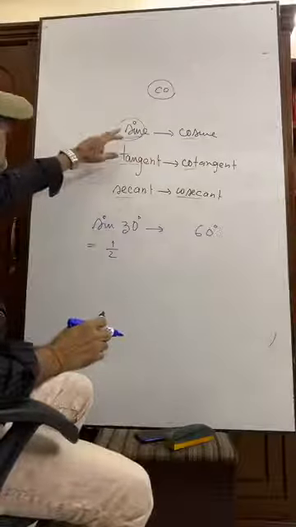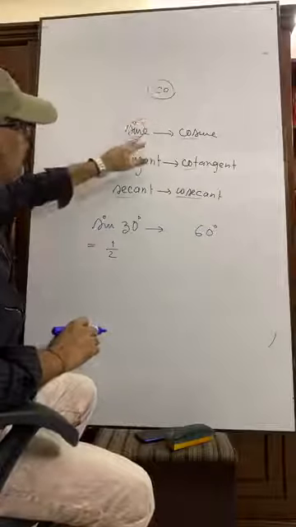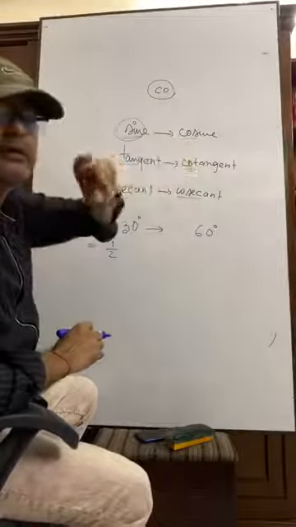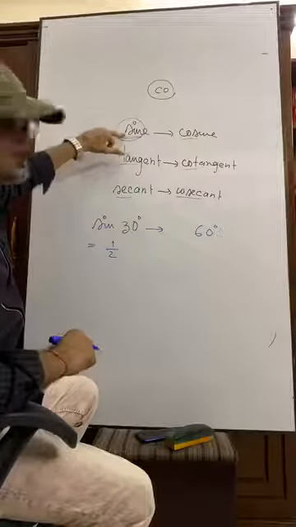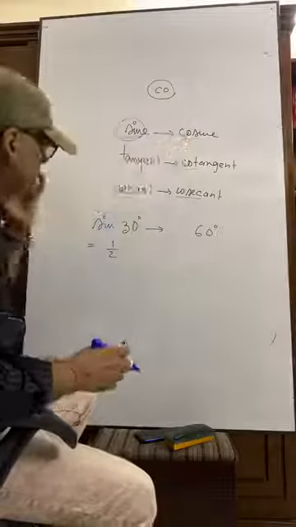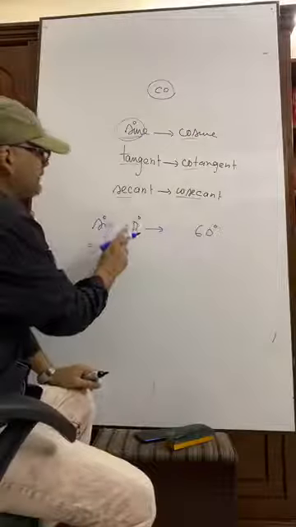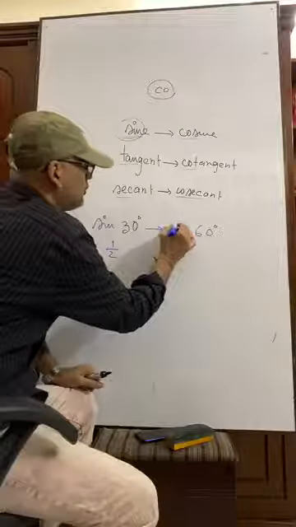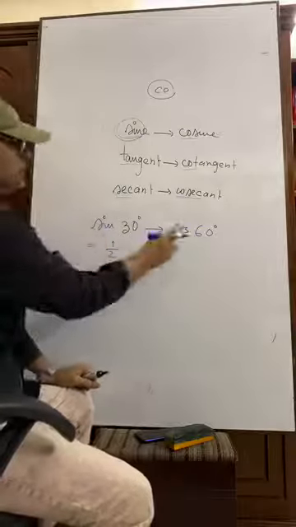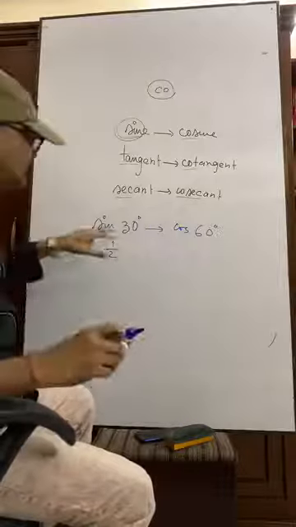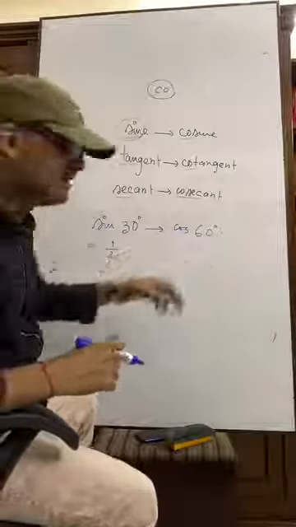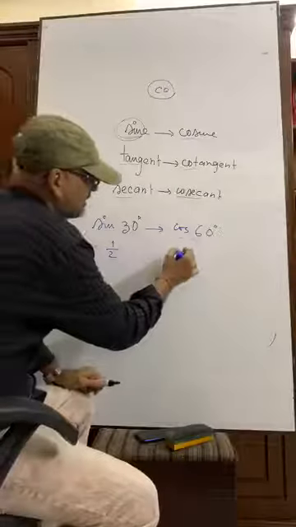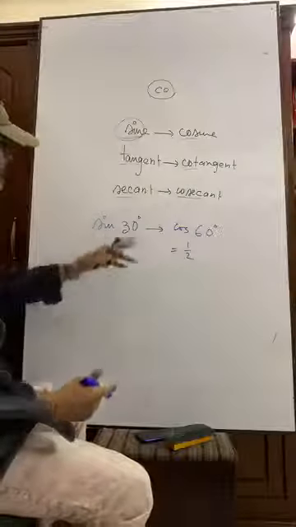Now here, adding a prefix, what we have got? Cosine. So the complement of 30 is 60. Take sine, cosine. 30 is complementary to 60. Then what is the value of cos 60? This is half. See, the same answer.